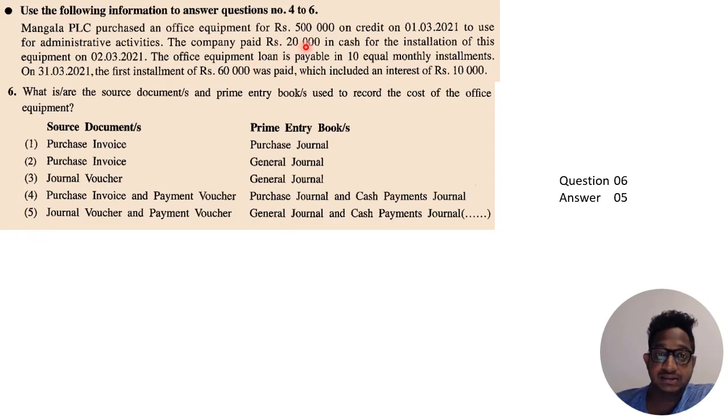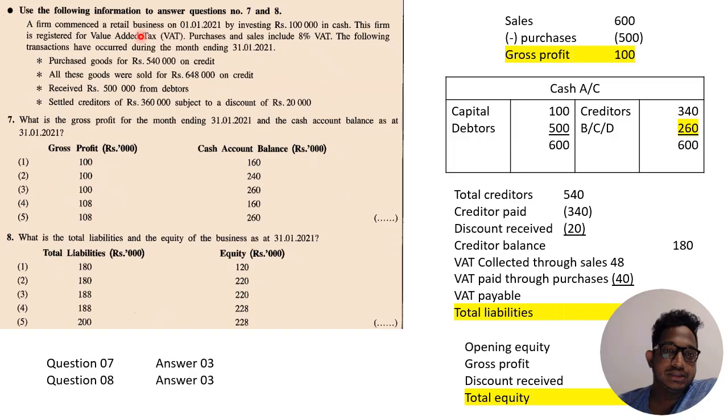On the other hand, you are paying this 20,000 installation in cash. When you are paying cash, it goes to the cash payment journal, and the source document for that is the payment voucher. So that's why the answer for question number 6 is number 5. Again, you have to consider these details to answer questions 7 and 8.